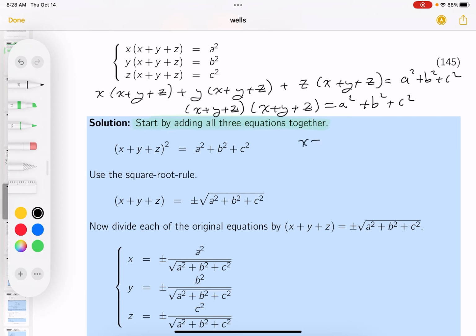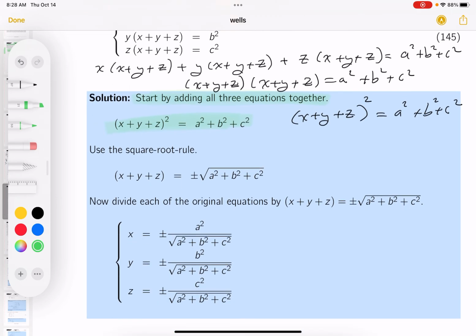And what do you get over there? X plus y plus z squared is equal to a squared plus b squared plus c squared. Let me point out, that's what they give me right over here. When I followed the rest, I got that. The next piece of advice they give me, they say use the square root rule. Well, let's take that and see what you come up with. What do you get? Let's write this down. You would get x plus y plus z equals plus or minus the square root of a squared plus b squared plus c squared. Let me tell you where this is, right over here. The next thing they tell you to do is to divide each of the three equations by this thing.